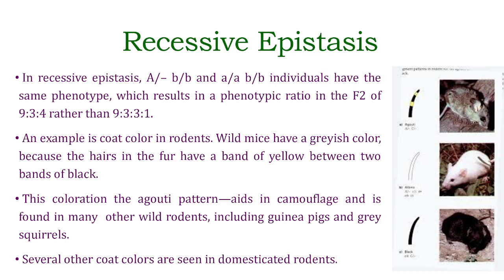Here, if you see the mice coat color, the wild type, the one which is predominant, is grayish coat color. Although it looks gray to us, if you see the pattern of hair of a gray or agouti mice, it has an alternate coloration of black and yellow. So these alternate bands of yellow and black will give a grayish appearance, which is called the agouti pattern. Second one is white or albino, and third is black coat color mice.